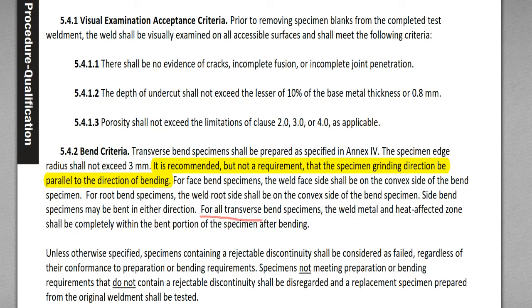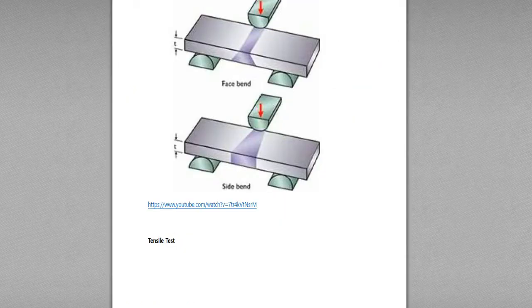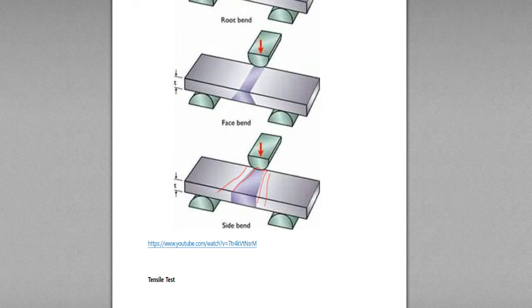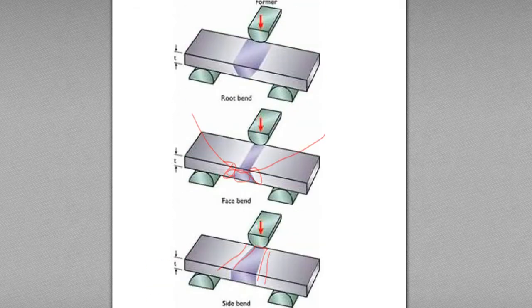And for all transverse bend specimens, the weld metal and heat affected zone should be completely within the bent portion of the specimen after bending. This means this weld metal and heat affected zone should be completely in the bent portion, in the middle of the bent portion. Same thing on the root bend side: the weld metal and heat affected zone are completely in the bent portion, in the middle of the bent portion.